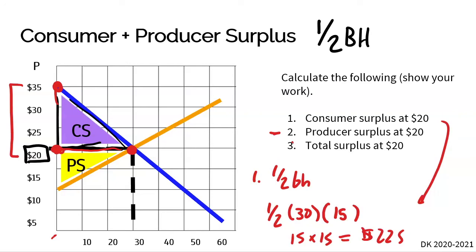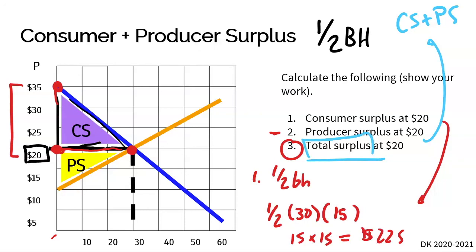Well, let's look at question number 3 then. What is the total surplus? Well, our total surplus, let's do this in blue, is just going to be our consumer surplus plus our producer surplus. So both the consumer and producer surplus added together is going to get us our total surplus there.